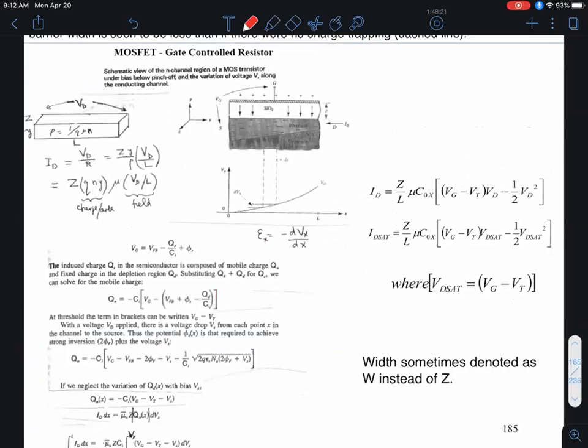Okay, so let's set aside MOS capacitors and now jump into MOSFETs. So now we are looking at the three-terminal behavior of the MOSFET, or strictly speaking, a four-terminal behavior.